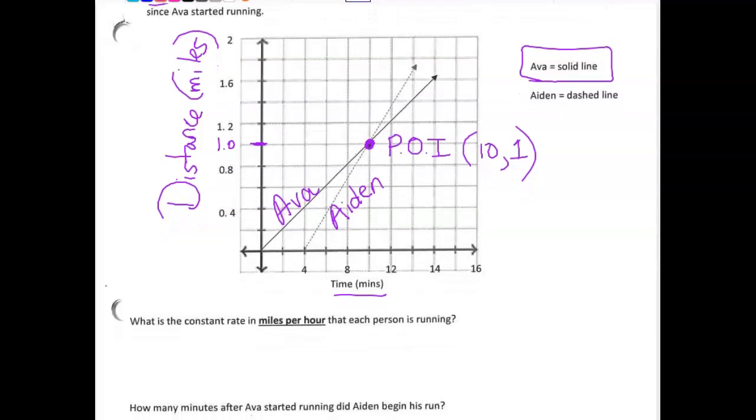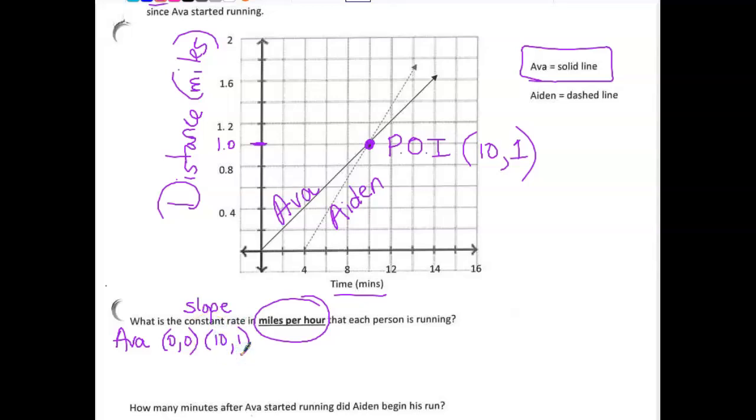The first question says, what is the constant rate, and notice it's underlined, in miles per hour that each person is running. Well, constant rate is your slope. So we need to find both persons' slope. I'm going to start with Ava. Ava starts at the ordered pair (0, 0), and the point of intersection was (10, 1).